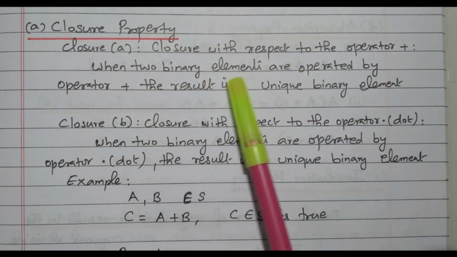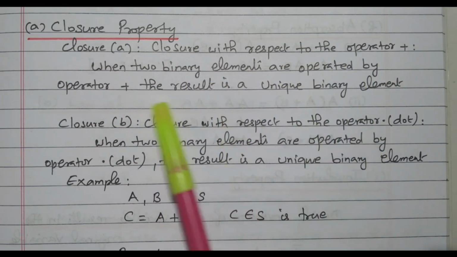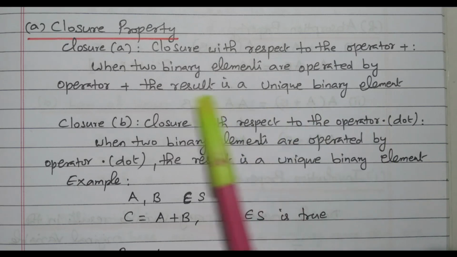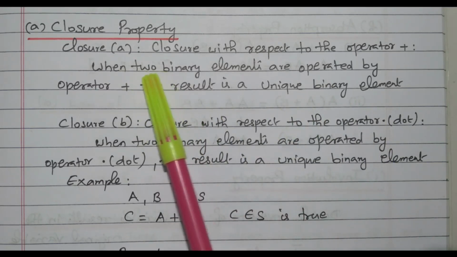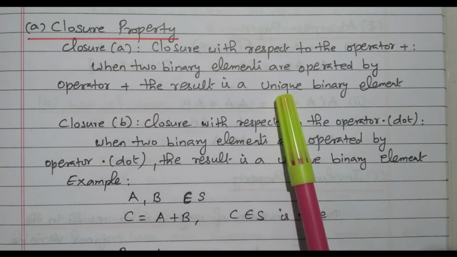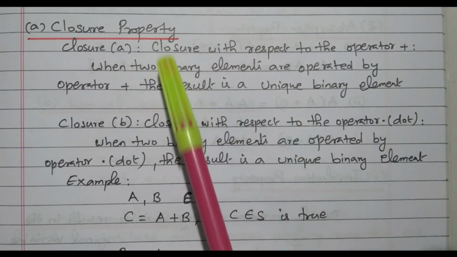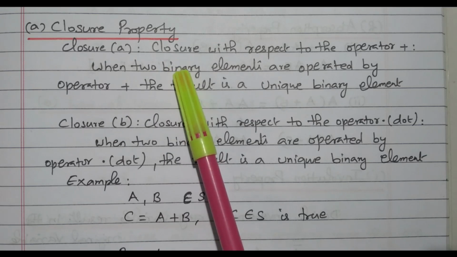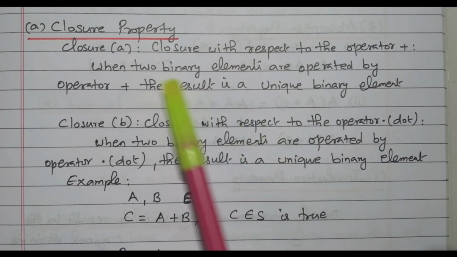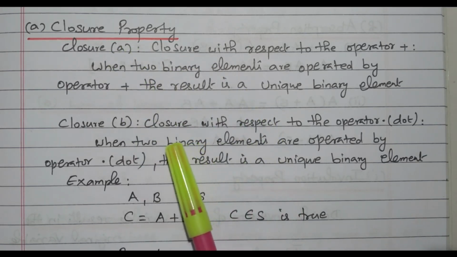When two binary elements are operated by the operator plus, the result is a unique binary element. So while adding two binary elements, the resultant binary element is also unique. That is the result of this closure property. A and B belong to a certain set, which means the result C also belongs to that set. That is the meaning of the closure property.